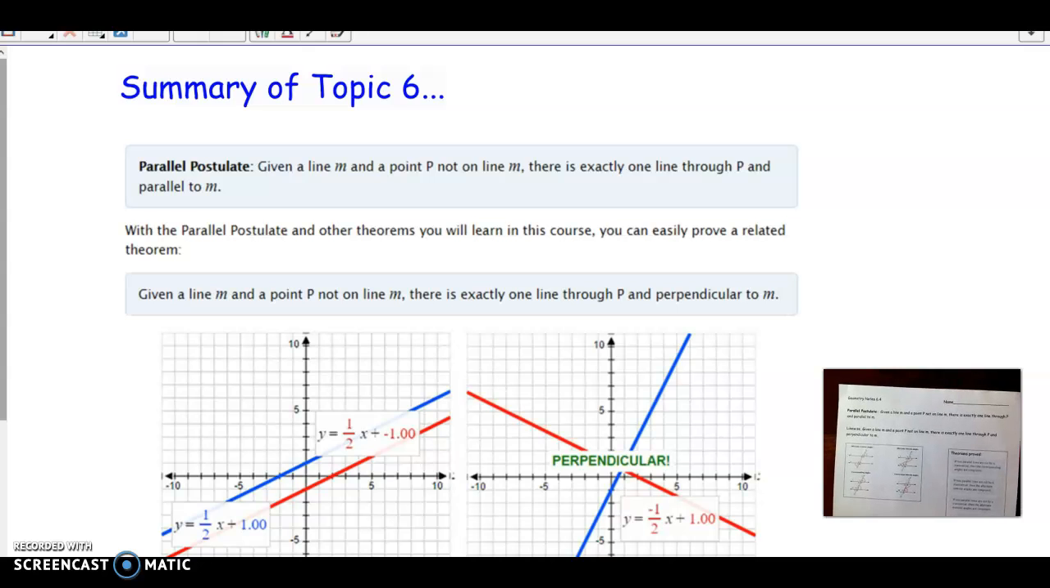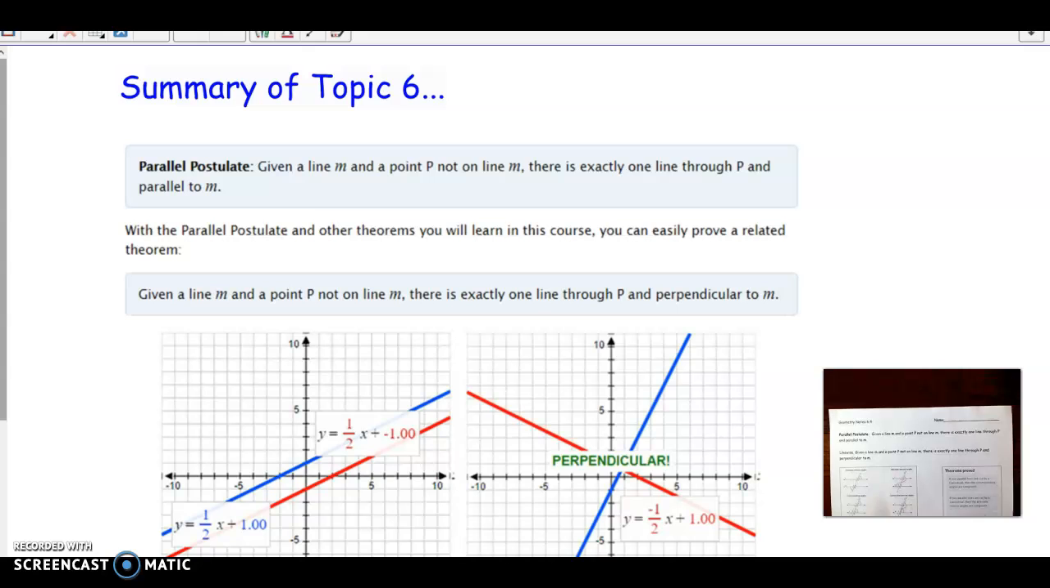If you'll remember, in topic 6 we learned what's called the parallel postulate. So that's at the top of your notes here. And we know that any line that is given to us has infinitely many lines that are parallel to it. But once you want to go through a specific point and be parallel to the given line, there's only going to exist one line through that specific point that's parallel to the given line. And that's what the parallel postulate says.